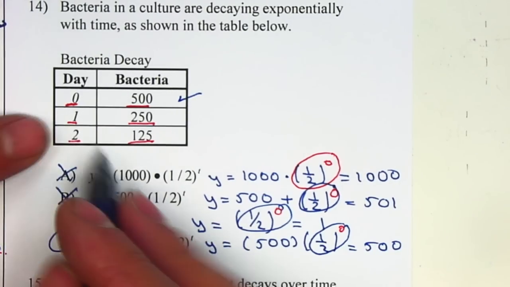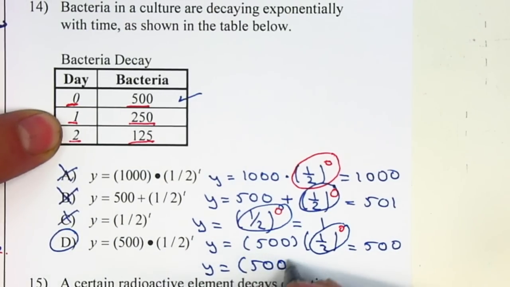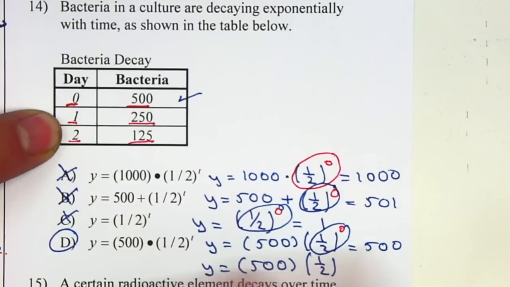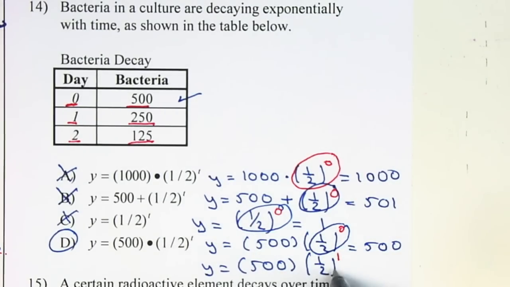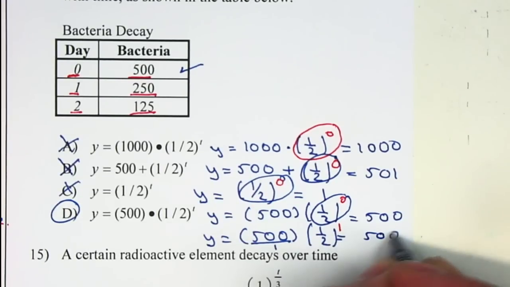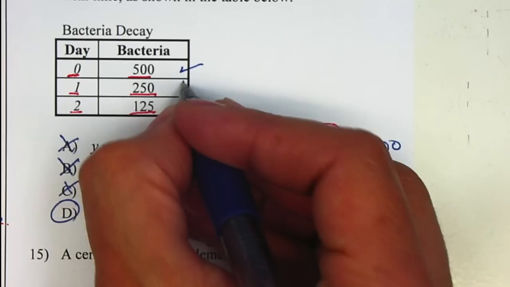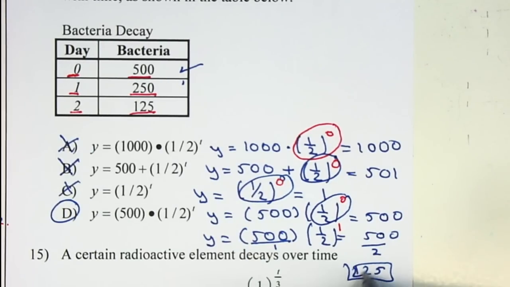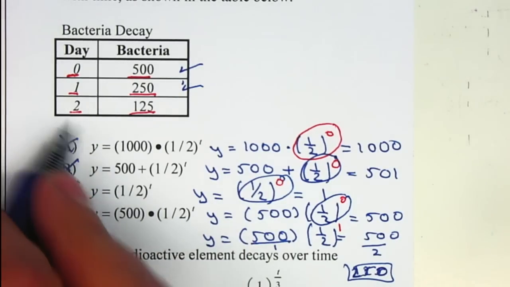Now you also want to plug in the next number. Let's go and plug in a 1. So y is equal to 500 multiplied by 1/2 to the 1. 1/2 to the 1 is 1/2. And if we multiply across, that'll be 500 times 1 is 500, 1 times 2 is 2, and that gives 250. So it does match. And if you want to plug in a 2, it should give you 125.